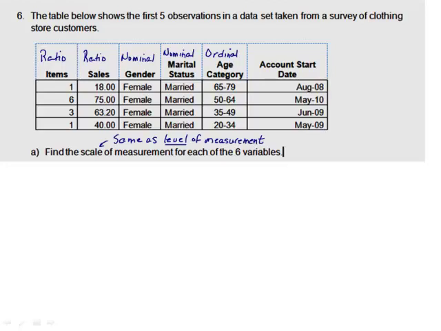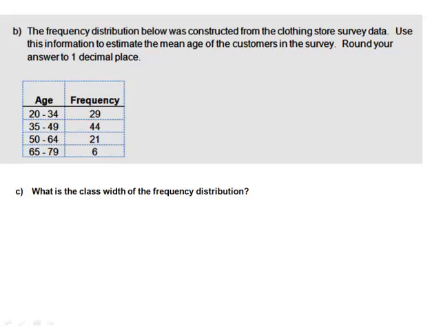And the account start date, since these are dates, for time, there's no natural zero starting point. So this would be at the interval level. Now here's a frequency distribution. And first we're trying to find the mean age of the customers in the survey, just given the information in the frequency distribution. So what we need to do is find the class midpoint for each class.